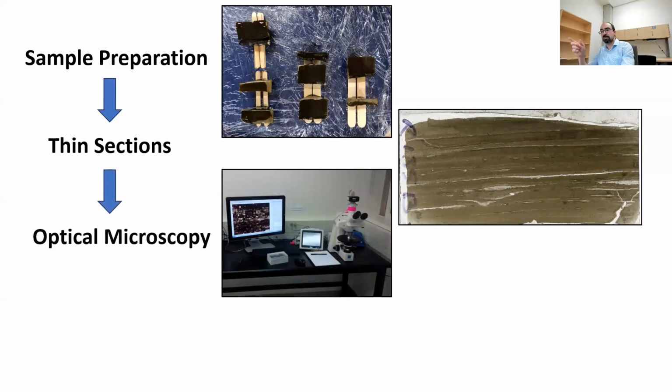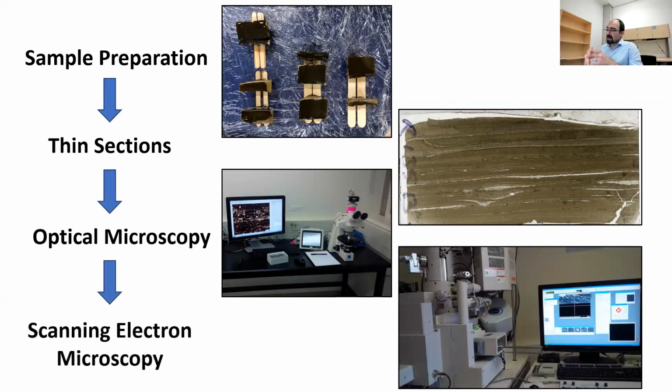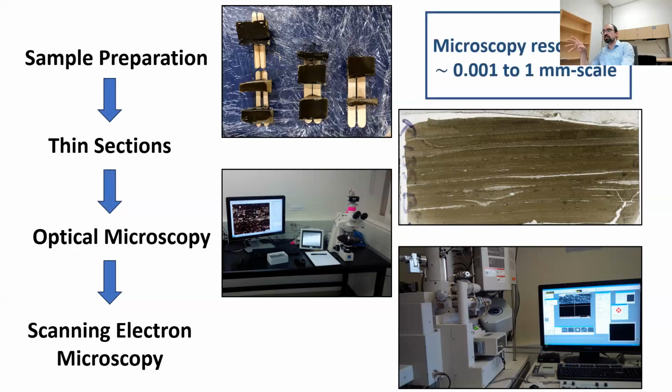Thin section petrography is done using a classical optical microscope, and that provides details at the millimeter scale. To truly characterize features at the sub-millimeter scale, we examine the thin sections under a scanning electron microscope. The resolution revealed, combined between optical and electron microscopy, lets you determine details from a millimetric scale to a submillimetric scale.